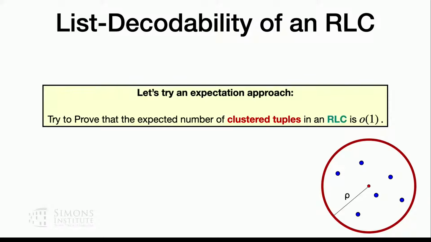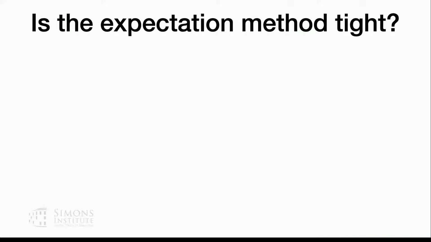I showed that the random linear code is with high probability list decodable, just because of the Markov bound. The probability that there exists a witness is at most the expected number of witnesses. If the expected number goes to 0, then the probability of not being list decodable also goes to 0, and we're good. But now the question is, is this method tight? This is actually something that came up through research. I was working with Venkat and Nick on this specific question, and we were trying to compute these expectations.